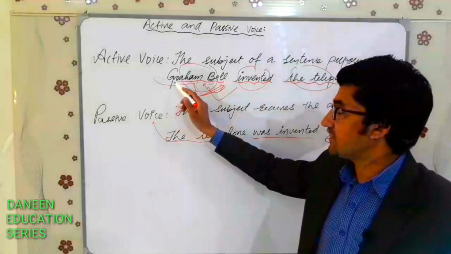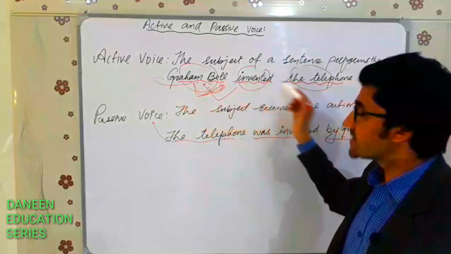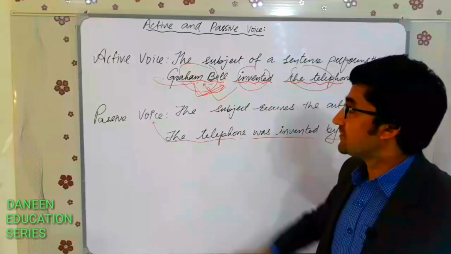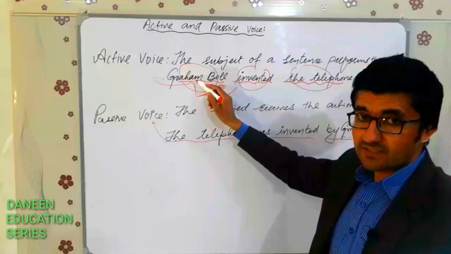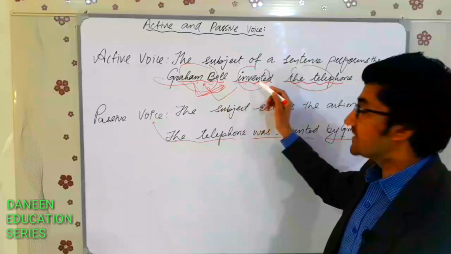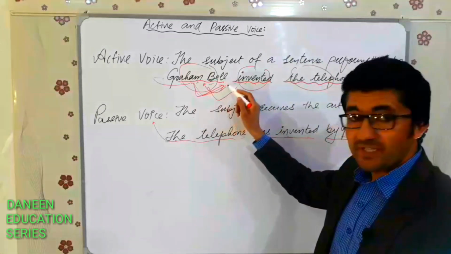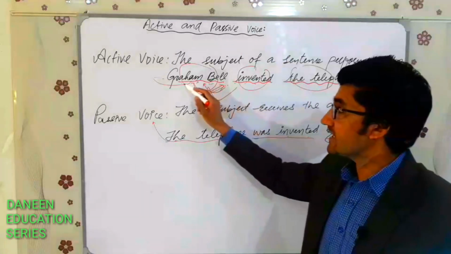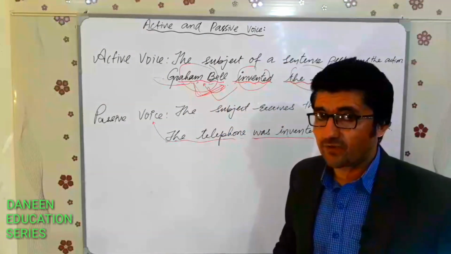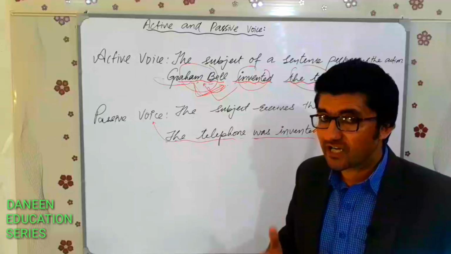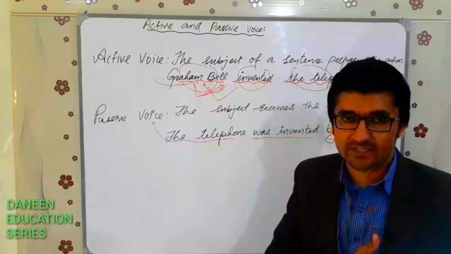Let's look at this example. Graham Bell invented the telephone. In this example, Graham Bell is the subject, invented is the verb, and the telephone is the object. Is Graham Bell performing the action? So we can say that this is an active voice because the subject is directly involved in performing the action.